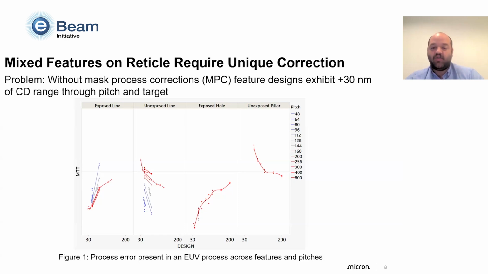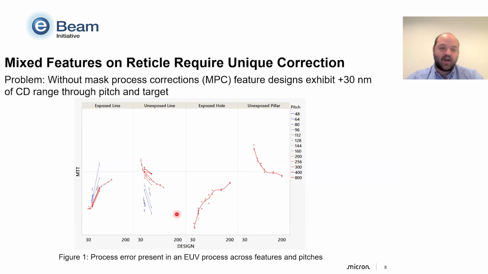Feature design error, or variable etch bias, is a strong function of feature design size and feature pitch. Variable etch bias is unique to the combination of resist, develop, and etch effects used when processing a photomask. With the advent of EUV, small design features have become more prevalent on reticles, exacerbating the need for some type of mask process correction.